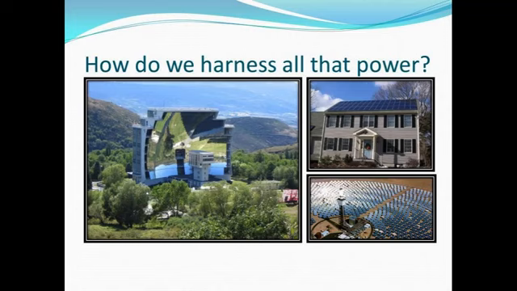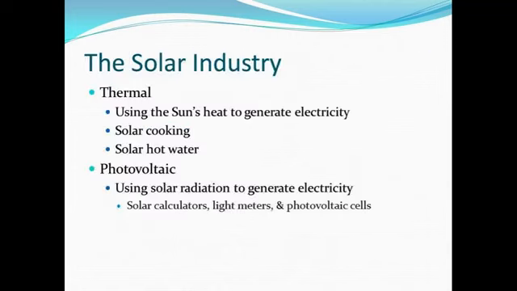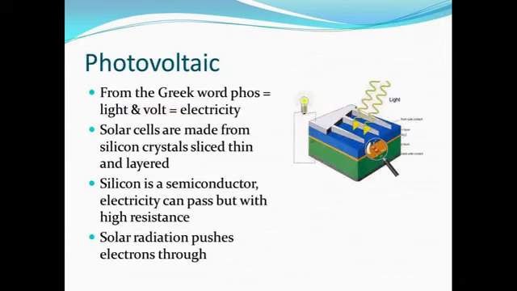The solar industry. Thermal: using the sun's heat to generate heat or electricity, as in solar cooking and solar hot water. Photovoltaic: using solar radiation to generate electricity, as in solar calculators, light meters, and photovoltaic cells. Photovoltaic comes from the Greek words phos, light, and volt, electricity.